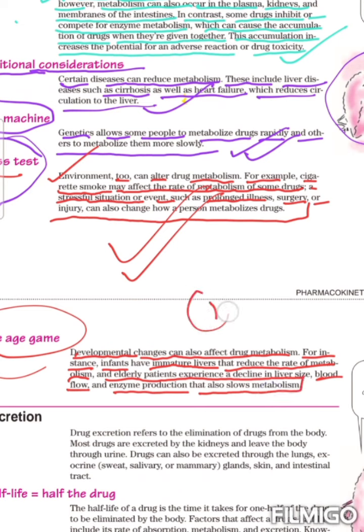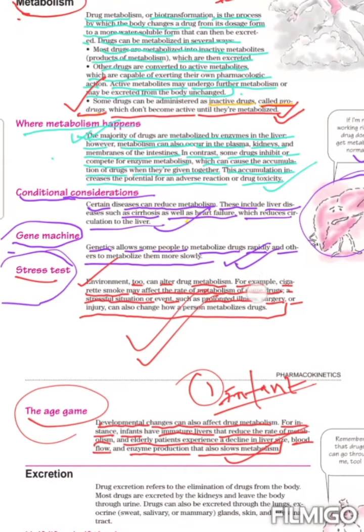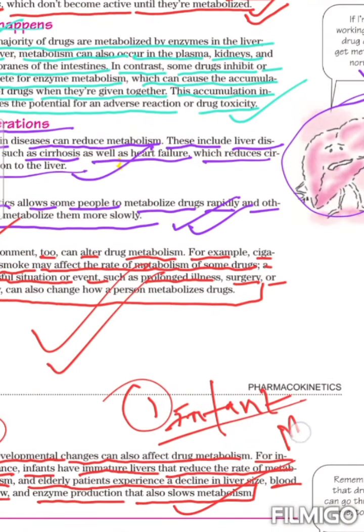So first, infant, okay, infant livers are immature, so that is why the rate of metabolism is reduced in infants. And for elderly patients, with age there is a decline in liver size, blood flow, and enzyme production, so it also slows the metabolism. So till here we finish our metabolism topic. Okay, the metabolism topic is finished here.